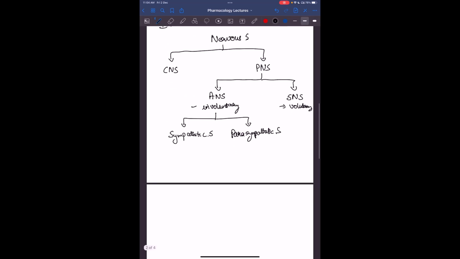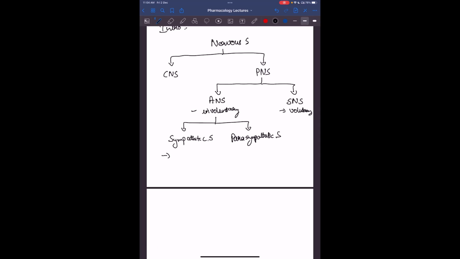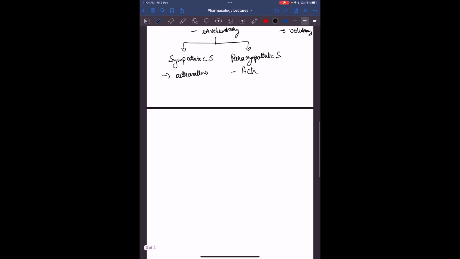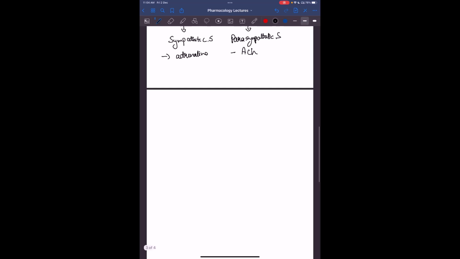So you know very well that the sympathetic secretes adrenaline, whereas the parasympathetic secretes acetylcholine as its neurotransmitter. So we'll be learning in depth about the parasympathetic as well as the sympathetic. We'll start mainly with the parasympathetic first, the cholinergic system.